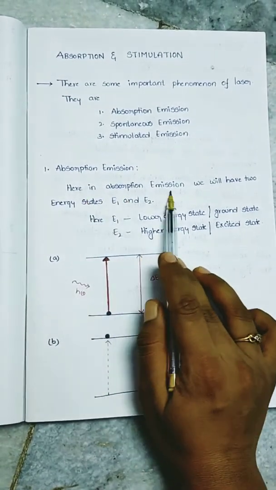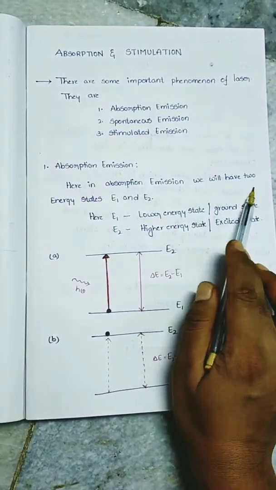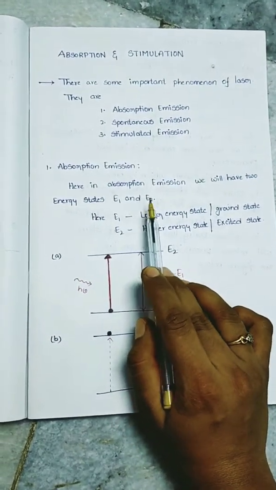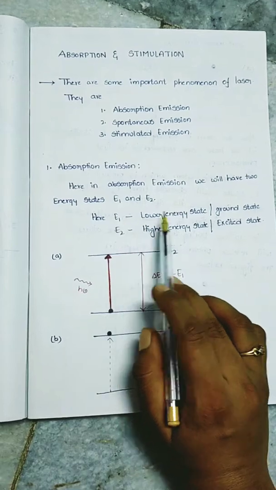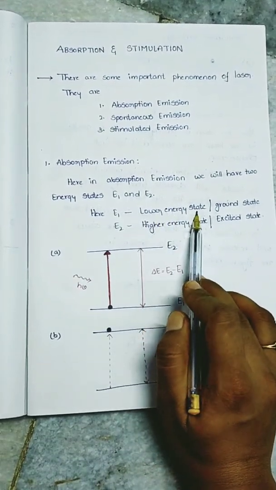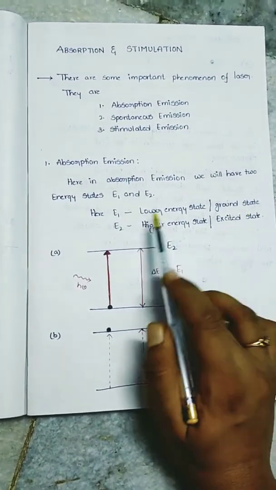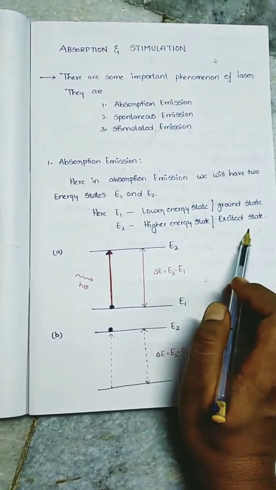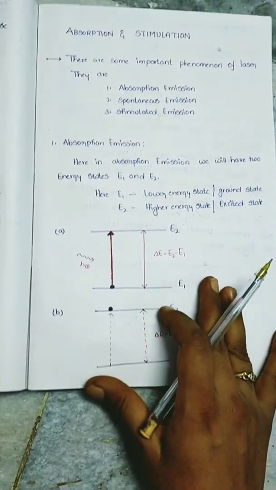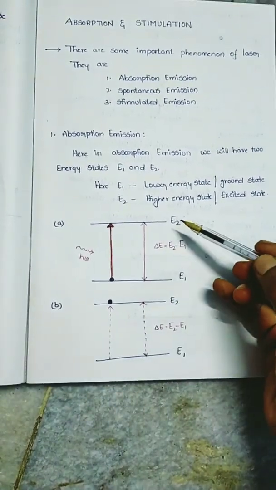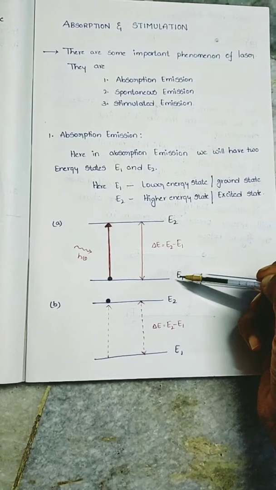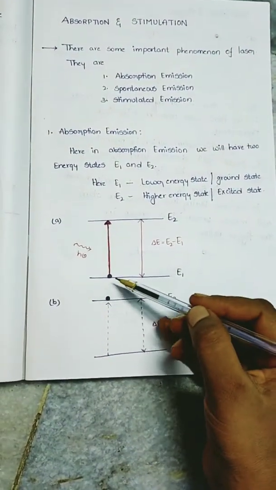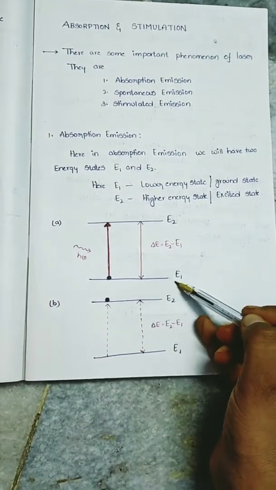Here in absorption emission we will have two energy states, E1 and E2. Here E1 is known as the lower energy state or ground state, and E2 is called the higher energy state or excited state. In this absorption emission we will consider two energy states E1 and E2, and we will consider an atom in E1 state.